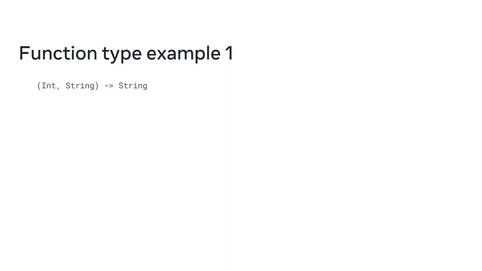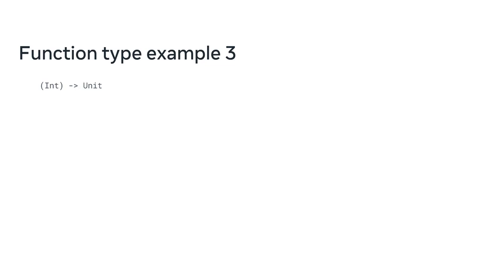The first example contains 2 parameters, the first one of type Int and the second of type String, and the return type is a String. Function types can also have an empty parameter list, as represented in the second example that takes no parameters and returns a String. Function types may return Unit, as represented by the third example that takes in an Int and returns a Unit.